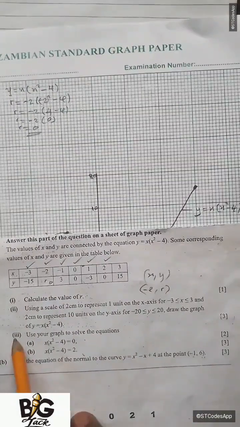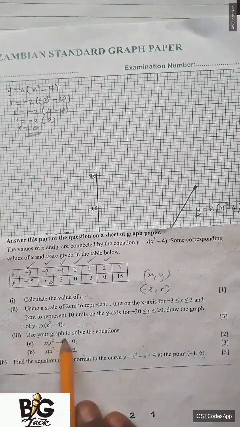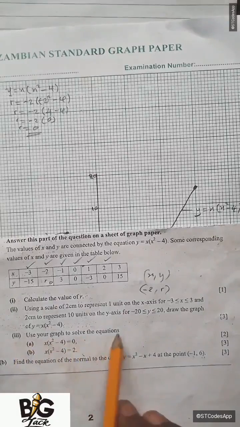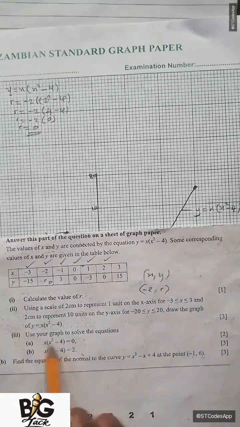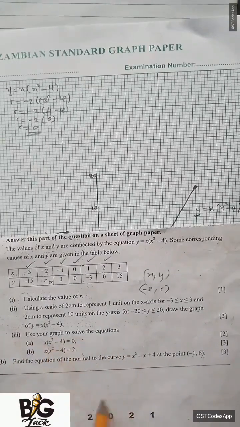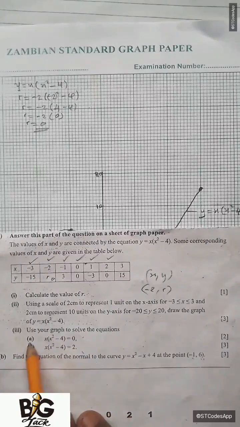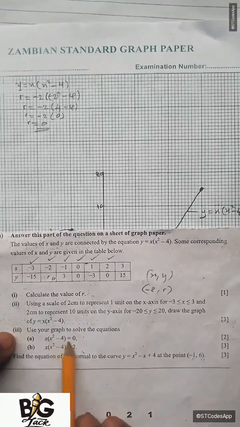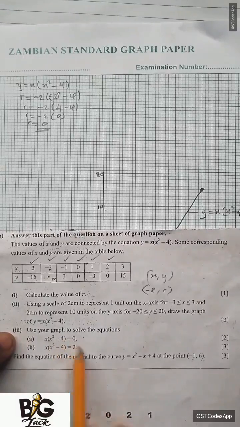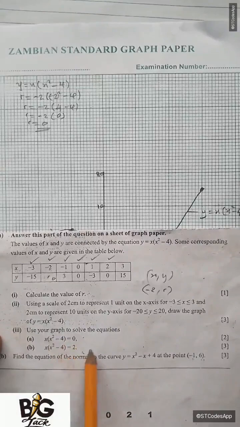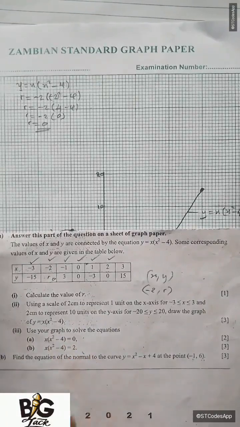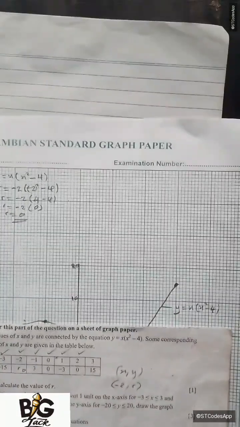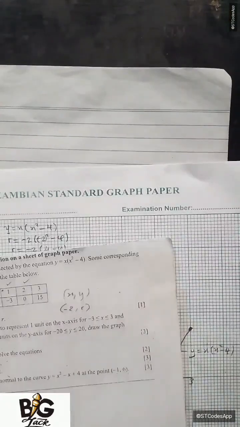As for Roman numeral number 3, it says use your graph to solve the equations. So for us to solve these equations, we are going to use the graph. The first one says x open bracket x to the power 2 minus 4 close bracket is equal to 4. To solve this equation, we are going to take the original equation. Even this one, you are supposed to answer it on the graph paper.